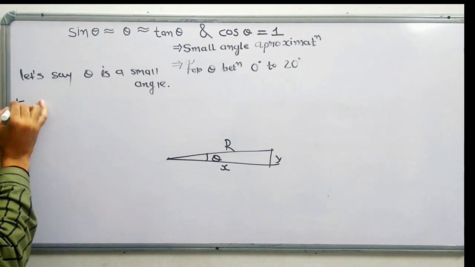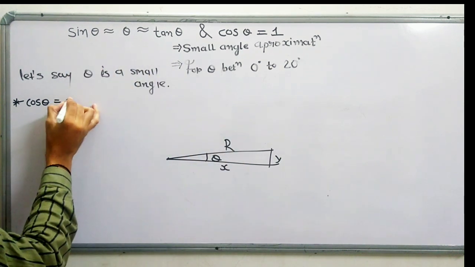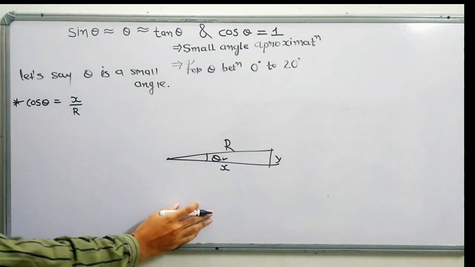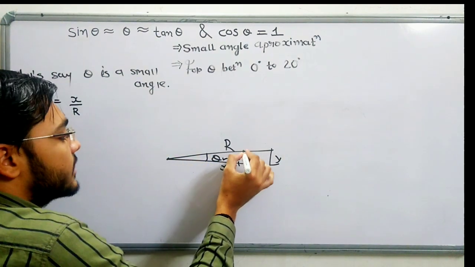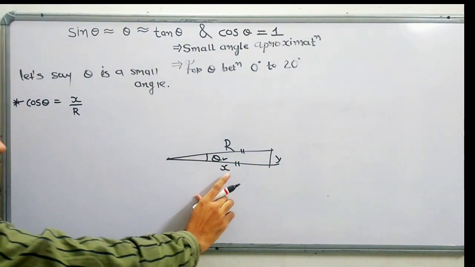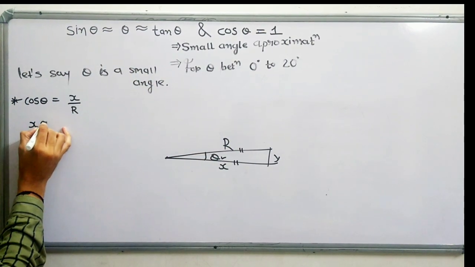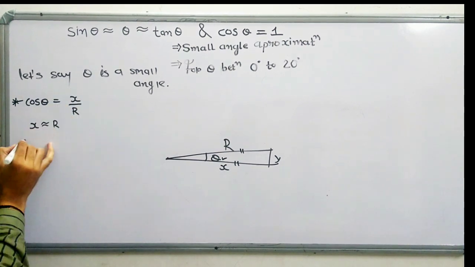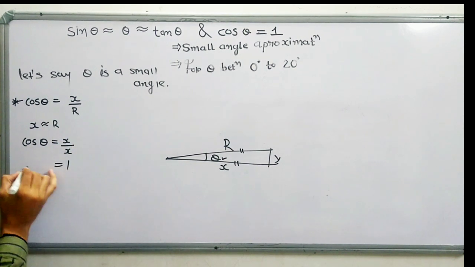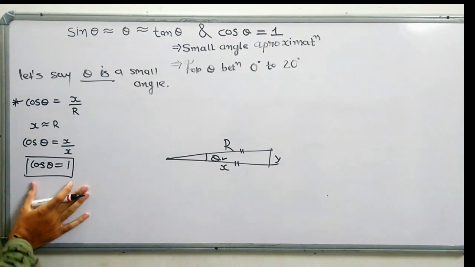Now for this triangle we can write that cos theta is equal to adjacent upon hypotenuse, so x upon r. Now if theta is a small angle, we can say that the length of x is nearly equal to the length of r. So x is nearly equal to r. So cos theta becomes x divided by x, which is equal to 1. So for a small angle theta, cos theta becomes 1.